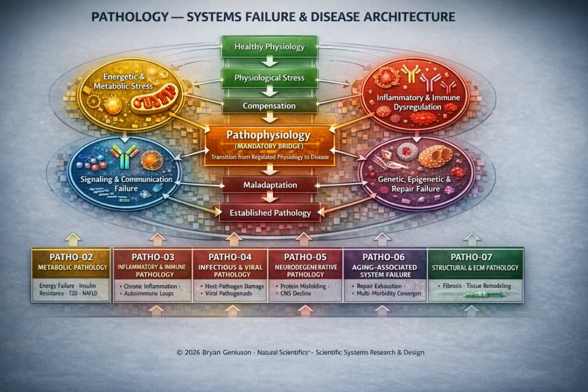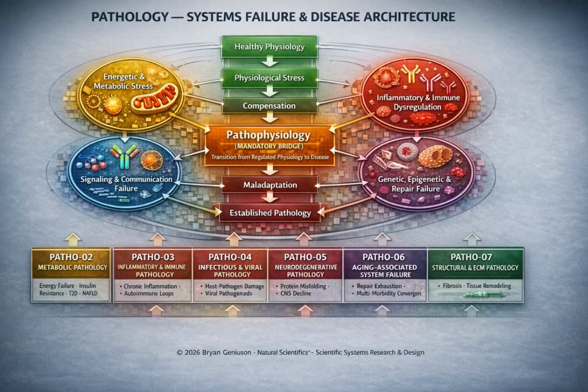Surrounding this transition are 5 convergent failure domains that drive disease across conditions. These include energetic and metabolic stress, inflammatory and immune dysregulation, signaling and communication failure, structural and extracellular matrix degradation, and genetic, epigenetic, and repair system failure. Disease emerges when these domains interact and amplify one another rather than remaining isolated.